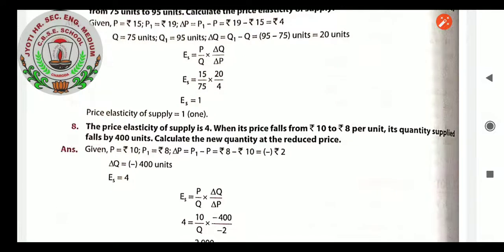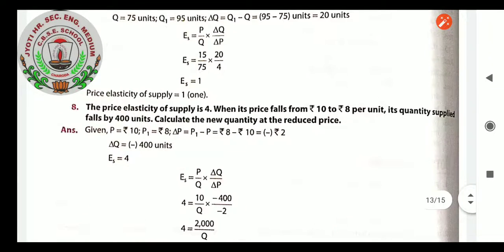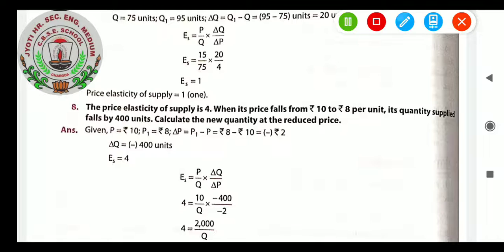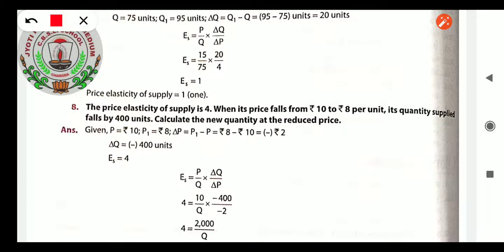The price elasticity of supply is 4, and when its price falls from rupees 10 to rupees 8 per unit, its quantity supplied falls by 400 units. Calculate the new quantity at the reduced price. Price elasticity of supply is how much? 4. The price elasticity is already given: ES equals 4. Are you understanding? When the price falls from 10 to 8, the initial price P equals 10 and P1 equals 8.